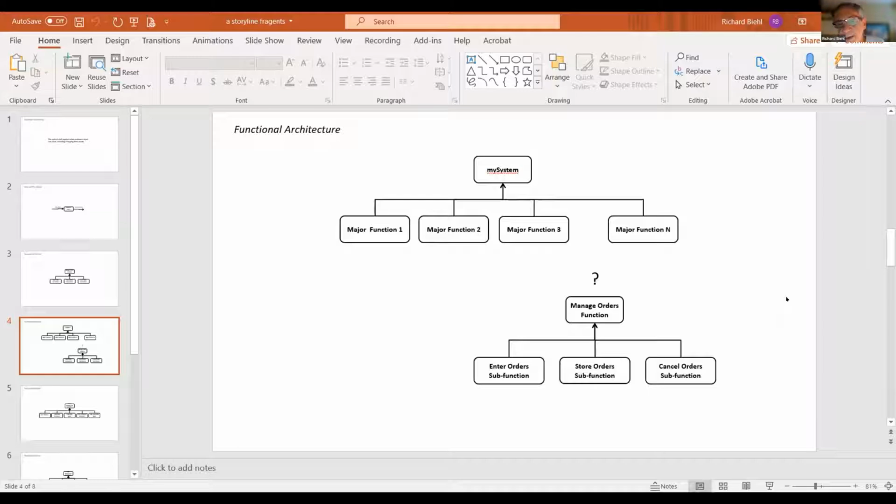So in this particular example, I don't know where the manage orders function fits into my system. I don't know how big my system is. So maybe managing orders is a major subfunction. I don't know, because I didn't provide any context for this project. It could be that it's a low order function within one branch of the major functions going on.